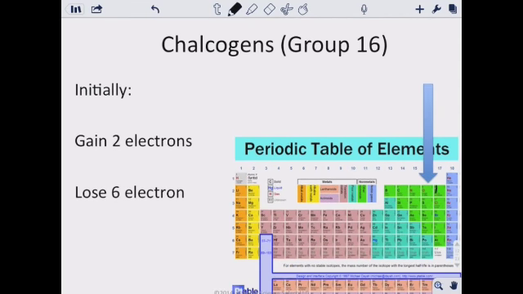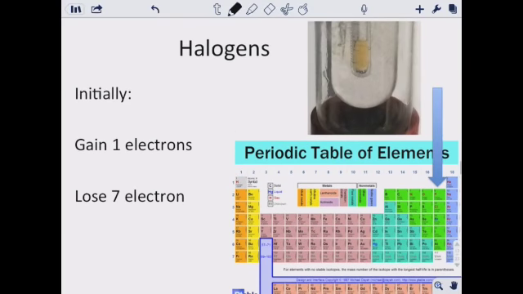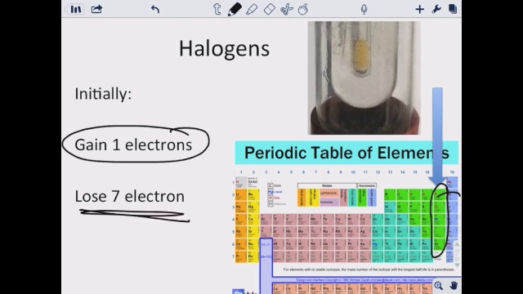Looking at group 16, right here, look at oxygen. What's easier for oxygen to do? Gain 1, 2 and look like neon, or lose 6? Well, it's a lot easier to gain 2. And so when it gains 2 electrons, it'll have a not +2, but -2 oxidation number, because it's easier to gain 2 electrons to look like a noble gas. If we look at our halogens, group 17, they're right here. All they have to do is go 1 space over to look like a noble gas, so they're going to gain 1 electron, because it's a lot easier to gain 1 than it is to lose 7 electrons.